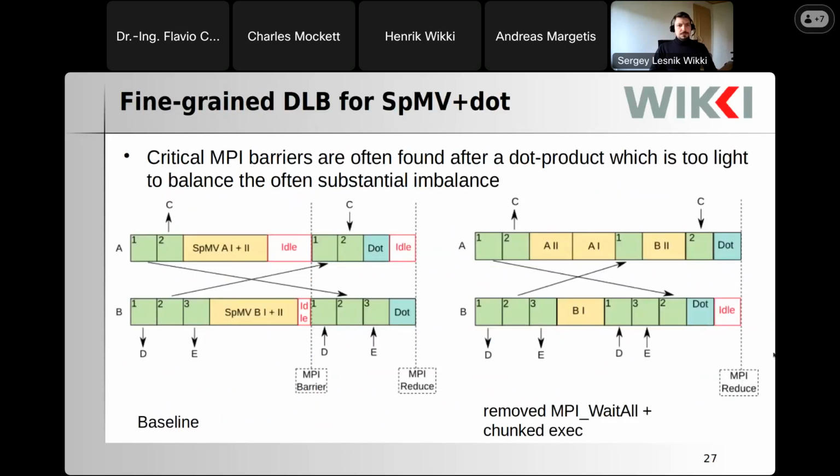Okay, so what are we trying to do schematically? I picked the sparse matrix vector multiplication plus the dot product, because after the dot product, there is usually an MPI reduce, because you want to have a global residual, for example. So the MPI reduce, which you see in the graph on the right side. Everybody has to agree on a number and communicate it back. So that is a synchronization point. And at that point, you would like everybody to reach that point at the same time.